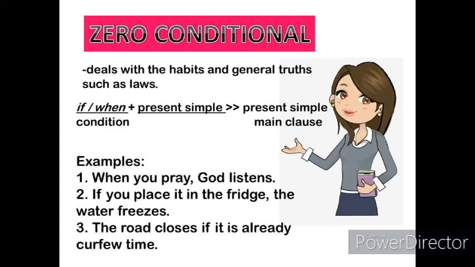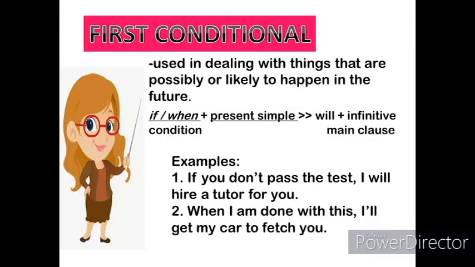Now, let us study the different types of conditionals. The first one is zero conditional. Zero conditional deals with habits and general truths such as laws. It is formed by using this structure. The condition should be if or when plus present simple, and the main clause should be present simple. Examples: when you pray, God listens. If you place it in the fridge, the water freezes. The road closes if it is already curfew time.